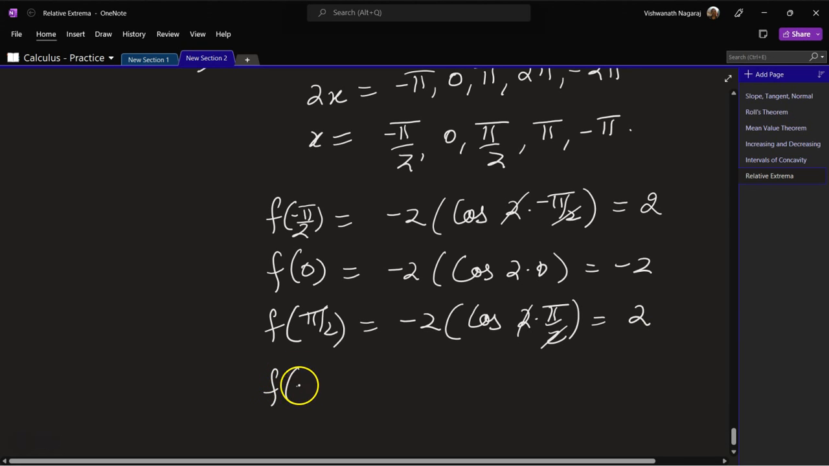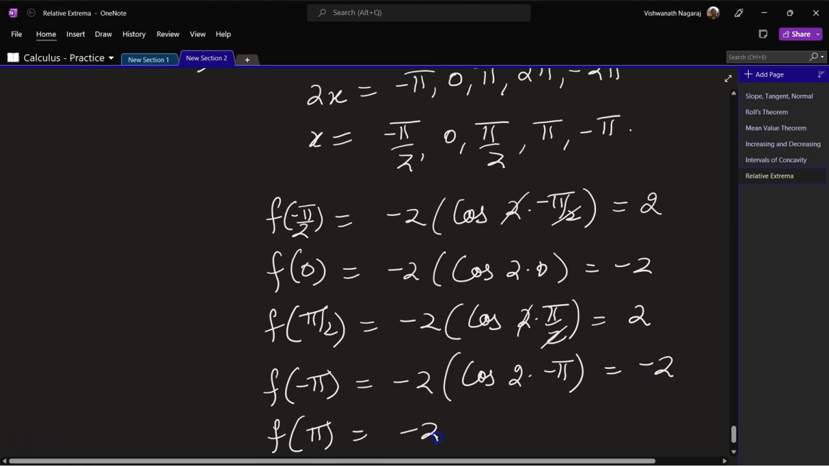So f of minus pi is going to be minus 2 times cos 2 times minus pi, which gives us cos minus 2 pi, which is nothing but cos 0. So that is 1. So this will be minus 2. F of pi is minus 2 times cos 2 pi, right? Now cos 2 pi is again 1. 1 times minus 2 is minus 2.